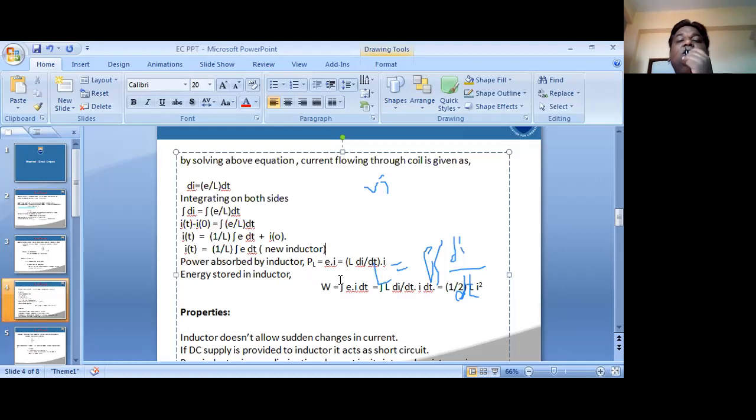Then energy stored in the inductor element. Obviously we are saying that magnetic flux is developed in the inductor element. This energy we are talking about is nothing but magnetic energy.